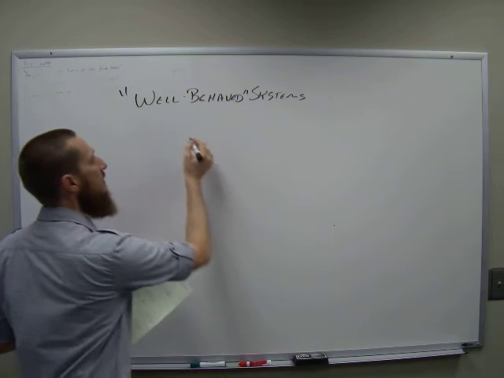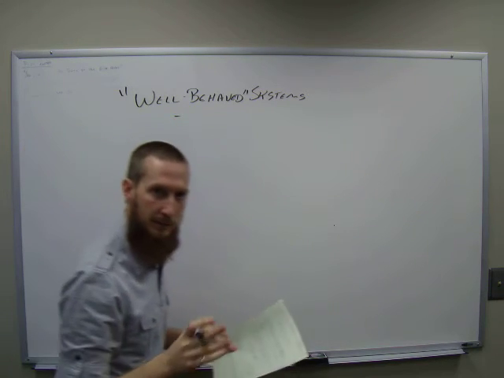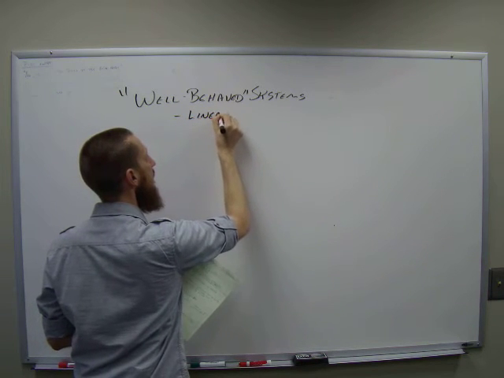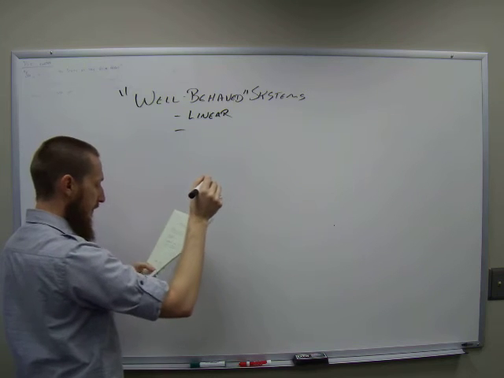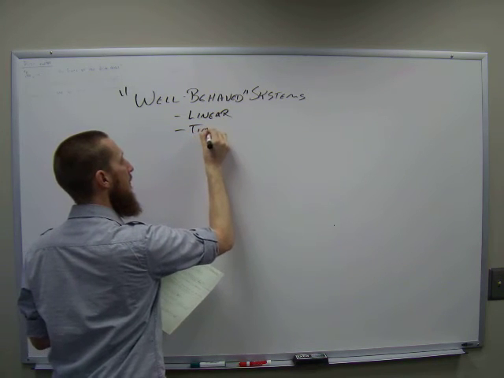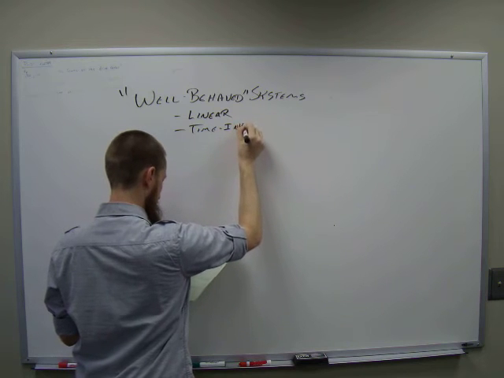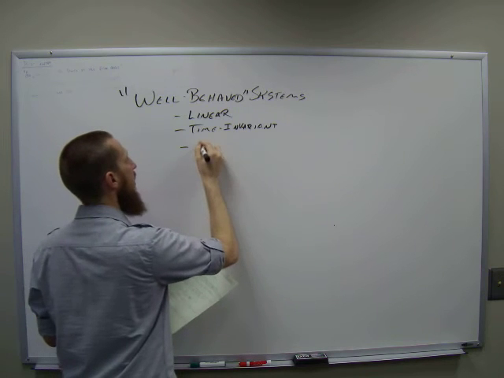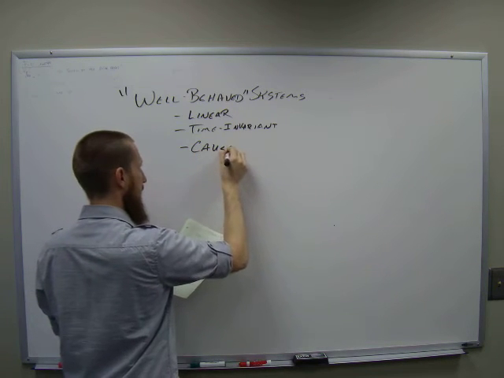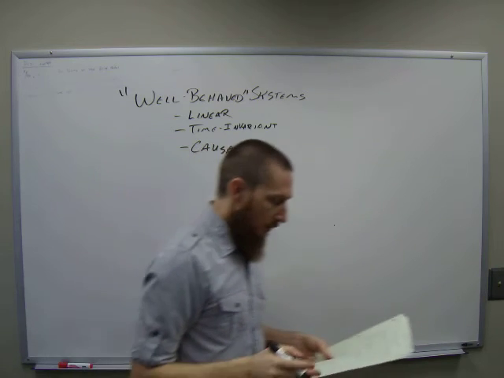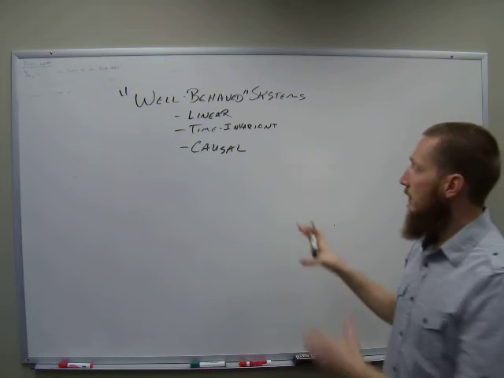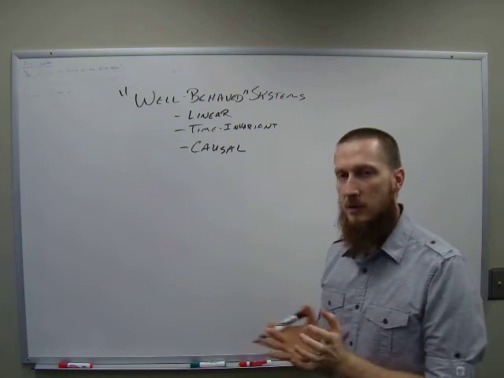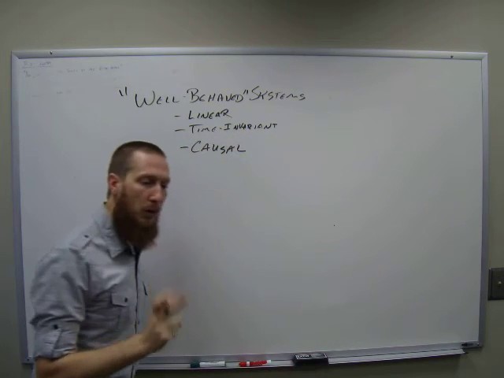So what's a well-behaved system? We have three characteristics that we're going to follow for a well-behaved system. The first one is that it's linear. The second characteristic is that it's time invariant. And the third characteristic is it's causal. These are the three criteria that we're going to apply to our systems, and we're going to focus on systems that fall into this region, and we're going to throw one more criterion in.